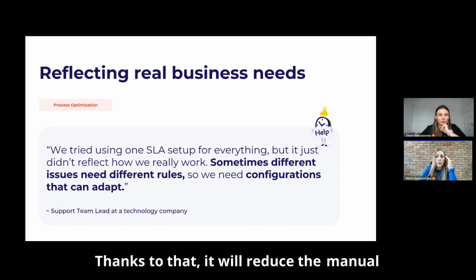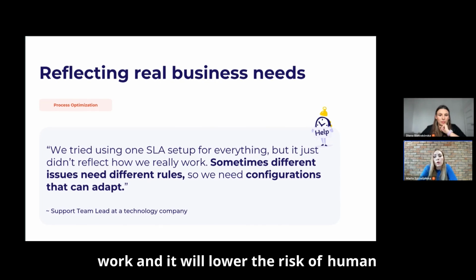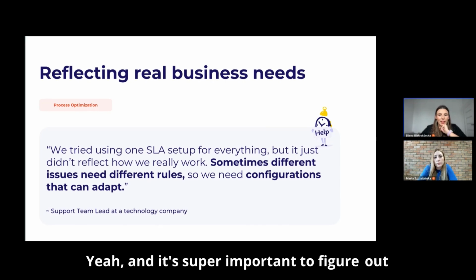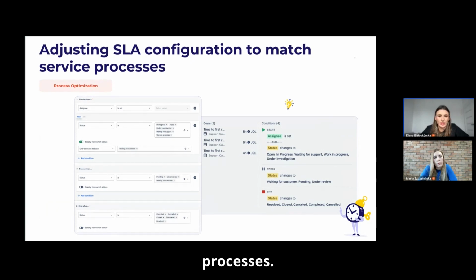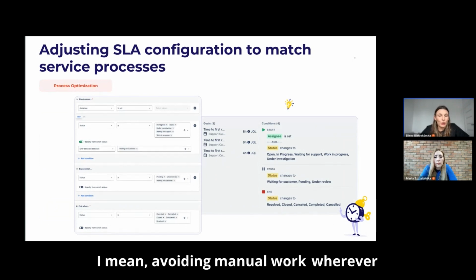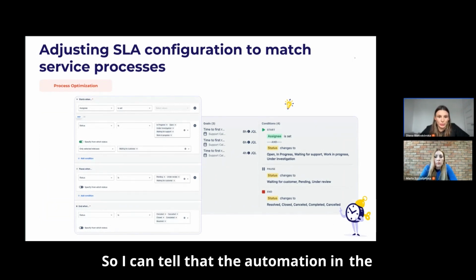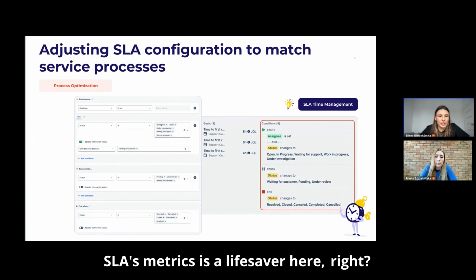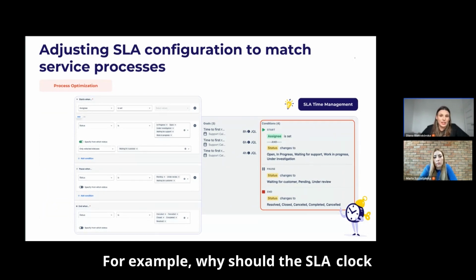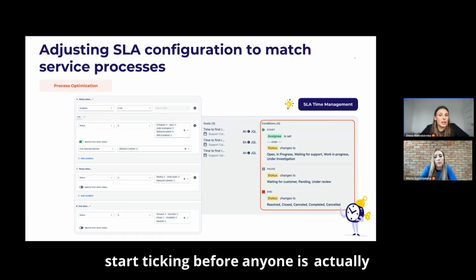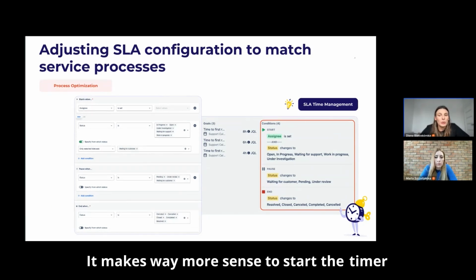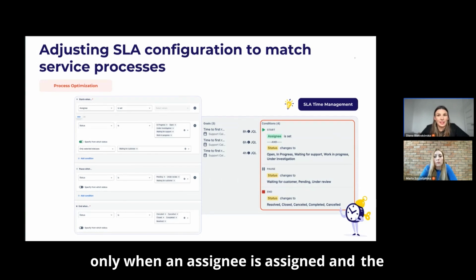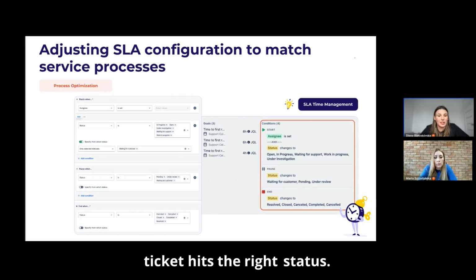Thanks to that, it will reduce the manual work and lower the risk of human errors, right? Yeah, and it's super important to figure out how we can optimize SLA processes. By that, I mean avoiding manual work wherever possible. I can tell that automation in SLA metrics is a lifesaver here, right? For example, why should the SLA clock start ticking before anyone is actually assigned to the issue or before it reaches a certain status? It makes way more sense to start the timer only when an assignee is assigned and the ticket hits the right status.